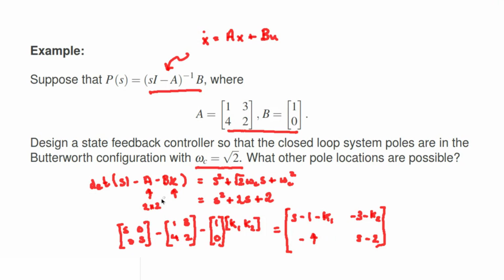So in order to create this polynomial, we just need to find the determinant of this matrix. So let's do that. Well, the determinant is given by the product of the 1, 1 entry and the 2, 2 entry, so that product minus the product of the 1, 2 and 2, 1 terms. So what do we get? That is s minus 1 minus K1 multiplied by s minus 2. So that's the 1, 1 multiplied by the 2, 2. And we subtract from that minus 3 minus K2 multiplied by minus 4. So this polynomial is our determinant polynomial, and we just need to match the coefficients of this polynomial with the coefficients of our Butterworth polynomial here.